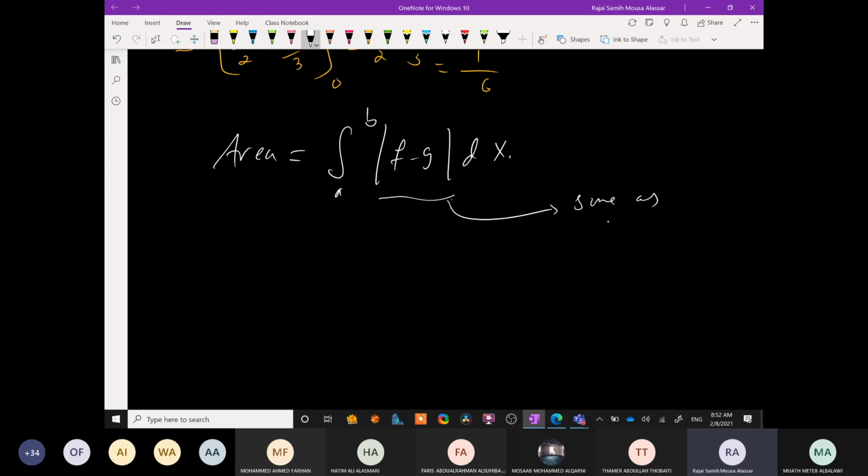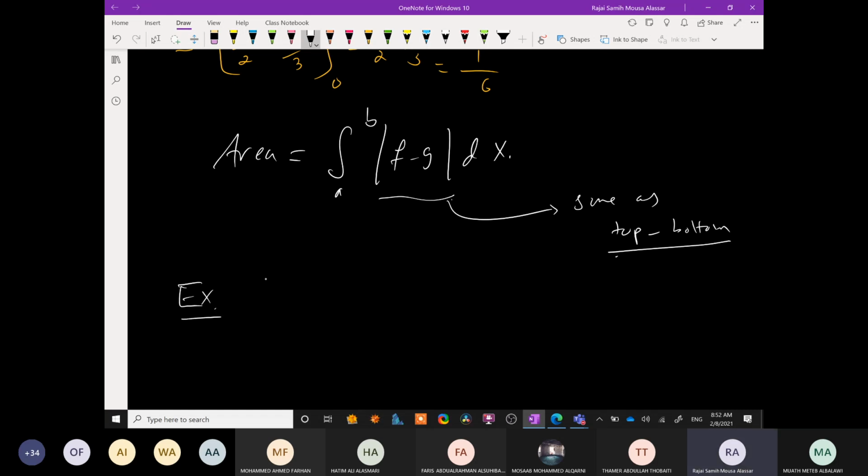So as we said, if you want to find the area between two curves, A to B, then you have to put f minus g within absolute value. This is equivalent to what I said before. This is the same as top minus bottom. That's it. Very much the same, yes? Okay, so let's just take another example.